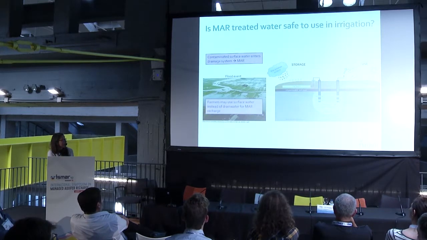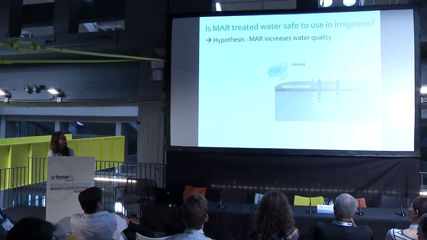Also, the farmers may want to use the canal water directly, so this would be an additional option just to treat their surface water and then have irrigation water always available.